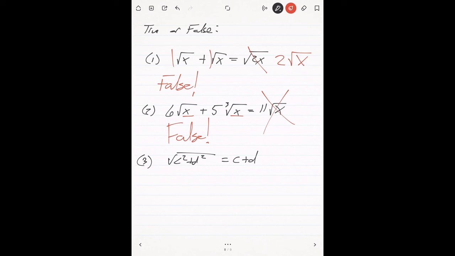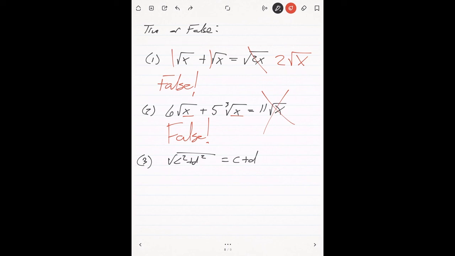Now, number 3 is more of a tricky problem that students tend to come across. The square root of c squared plus d squared, is that equal to c plus d? Well, we're thinking that if we take the square root of c squared, we get c, and the square root of d squared, we get d. So maybe that should work. Now, keep in mind that when we split up radicals, we have to split it up in terms of multiplication. C and D would have to be multiplied together, not added. So in this case, we can't use that property that says we can go ahead and split them up. So we have to think a different way.